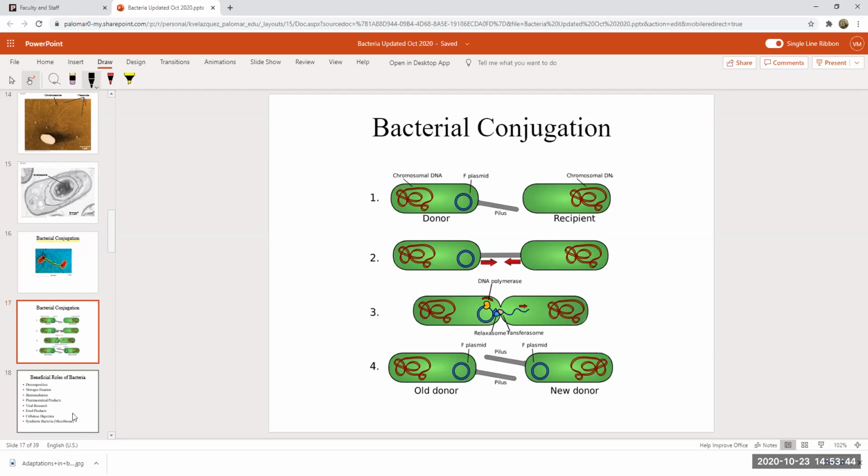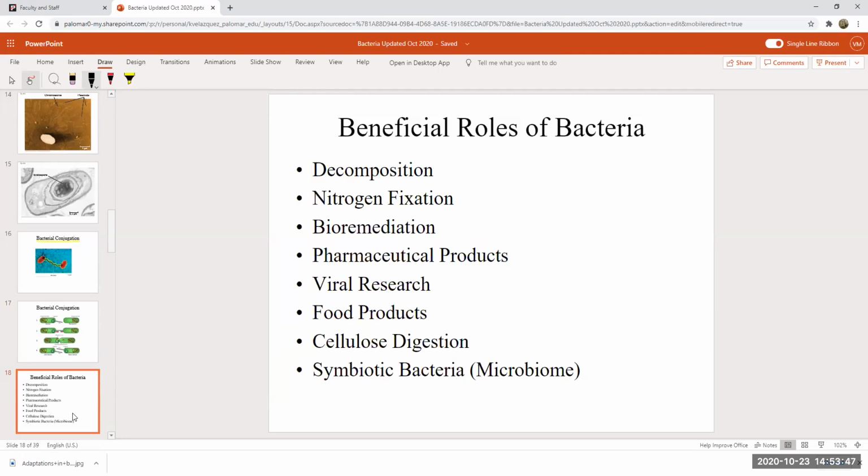Bacteria get a bad rap, but most bacteria are actually beneficial, and this is just a short list of some of the many beneficial roles of bacteria in our environment. Okay, so decomposition. Not only does this mean we're not piled high in everything that has ever died since the beginning of time, but it also means that we're able to return nutrients to the soil. So we'll look at that briefly. Nitrogen fixation, which is incredibly important. Bioremediation means using biological organisms to remediate, clean up the environment. Making pharmaceutical products, carrying out viral research, making specific food products, digesting cellulose in the guts of certain animals, and then our own microbiome, our own symbiotic bacteria.